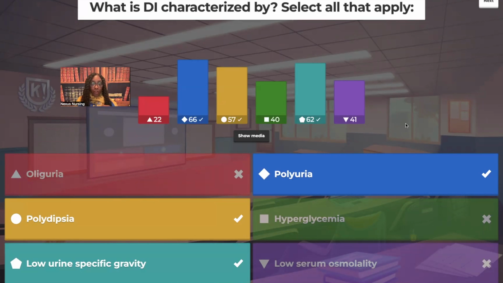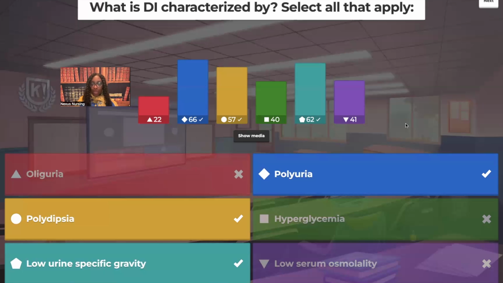Polyuria, excessive urination. Absolutely. Polydipsia, excessive thirst. Absolutely. Think about it, guys. This patient is releasing all this fluid. Don't you think they're going to be thirsty? Of course, they're dehydrated from all this fluid they're releasing. Absolutely.